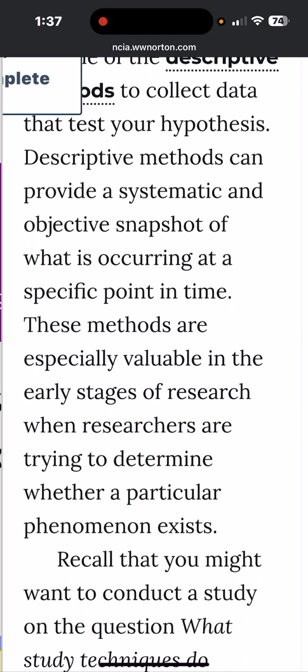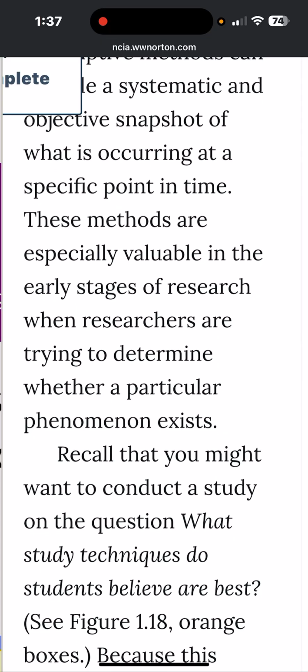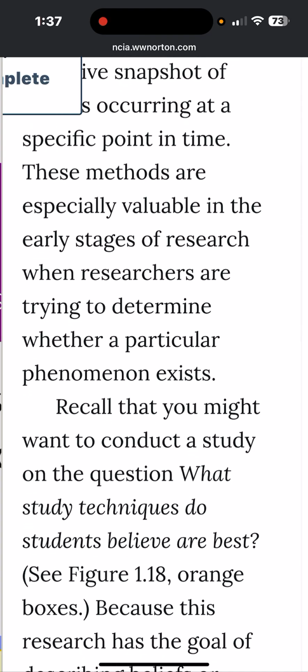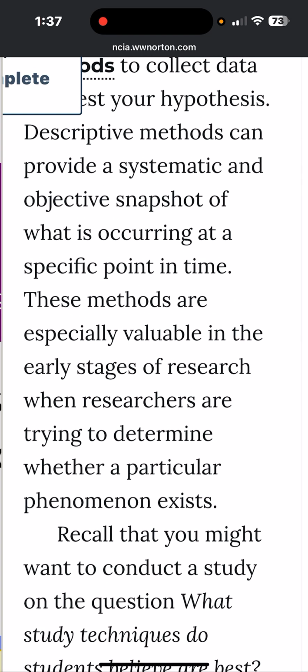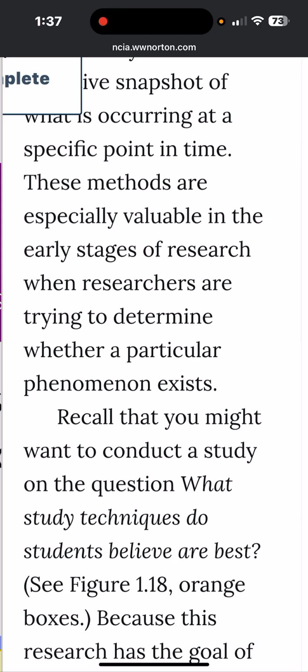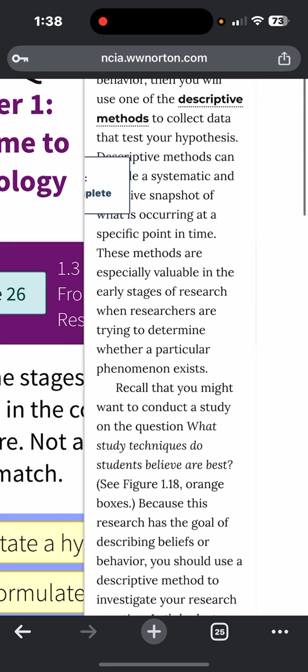These methods are especially valuable in the early stages of research, when researchers are trying to determine whether a particular phenomenon exists. Like a gun. Hey, that should be my study.